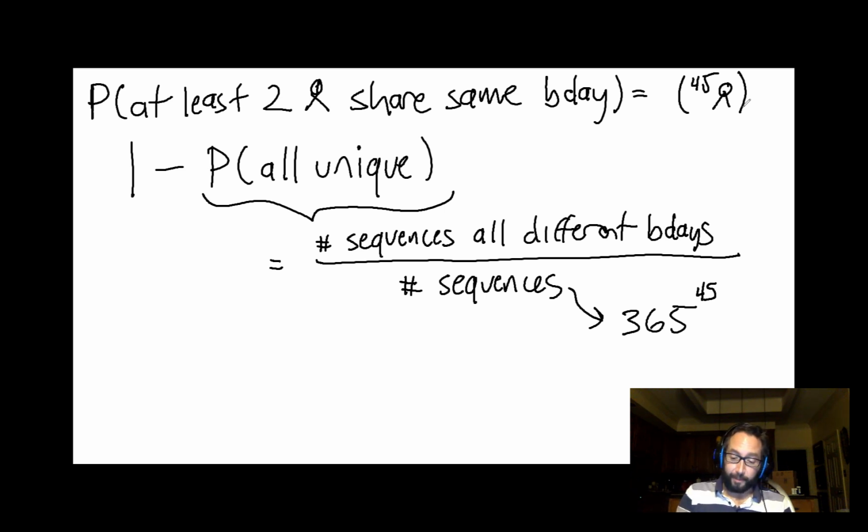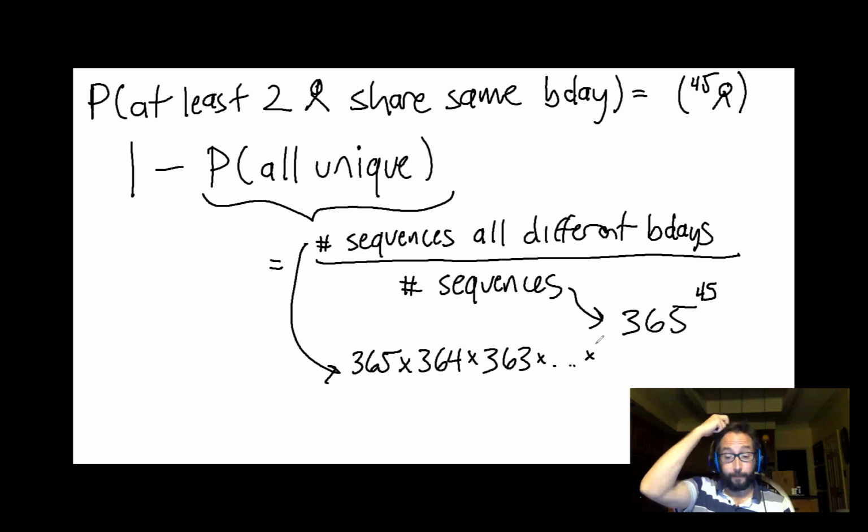What about the number of sequences that are all different birthdays, unique birthdays? Well, same sort of thing. We'll use the fundamental rule of counting. In order for a sequence to have all different birthdays, well, the first person can have any one of the 365 days and still have that sequence be unique. The second person that we ask can only have 364 choices to avoid a duplication. The third person, 363, all the way down the line until we've gone through the 45 people in the room. So that would go down to 321 here.